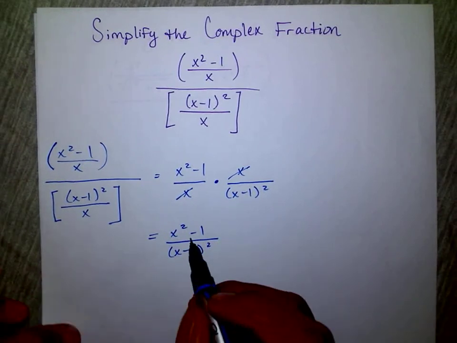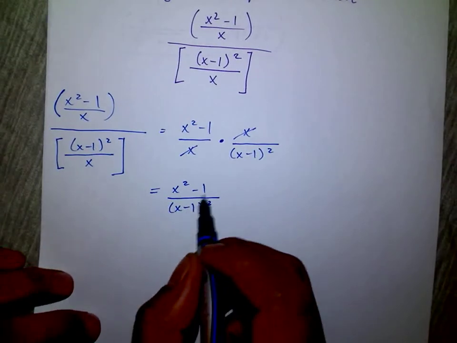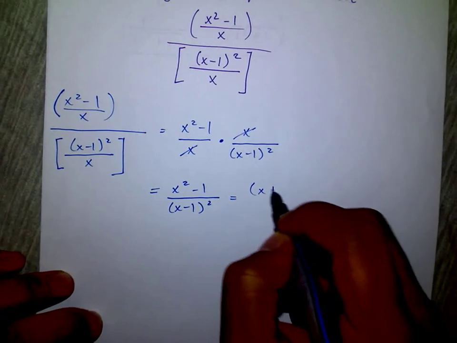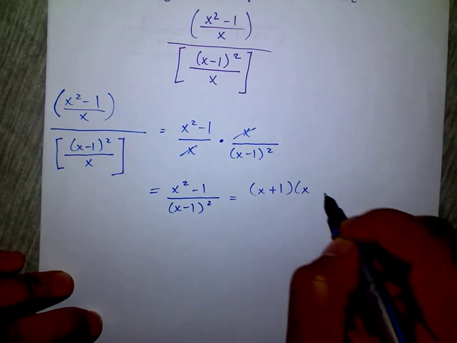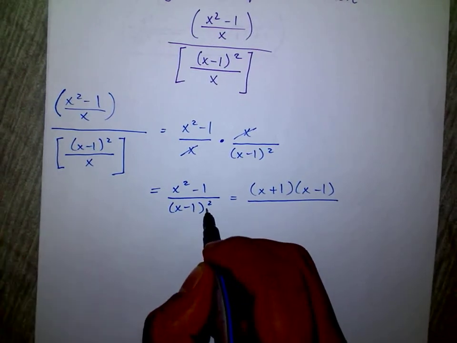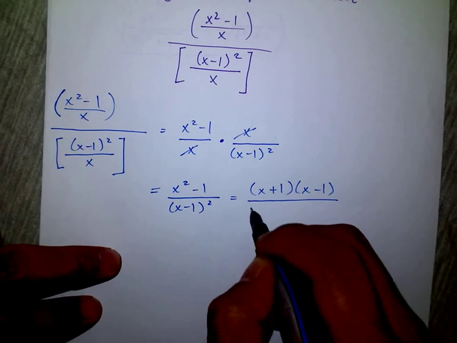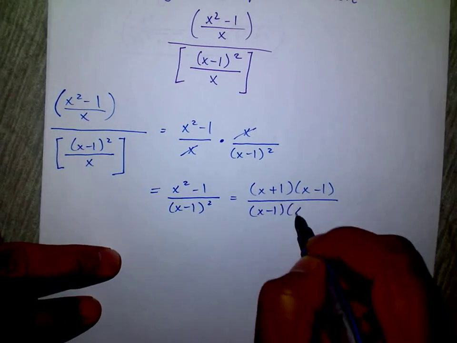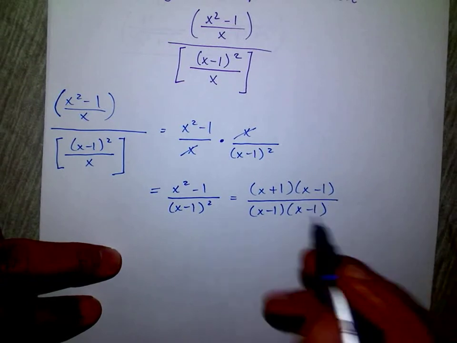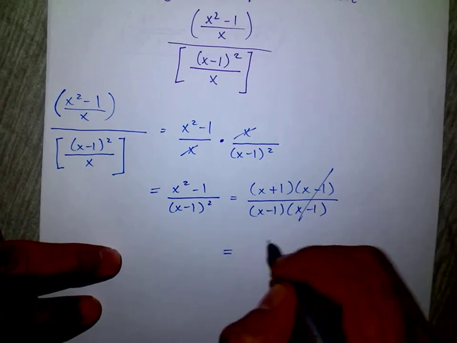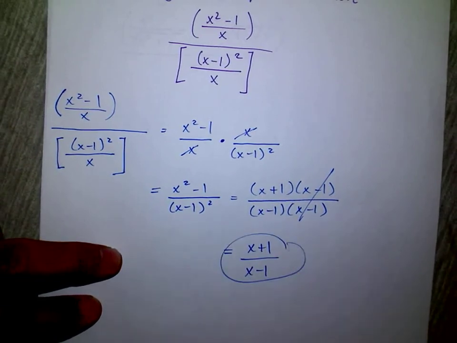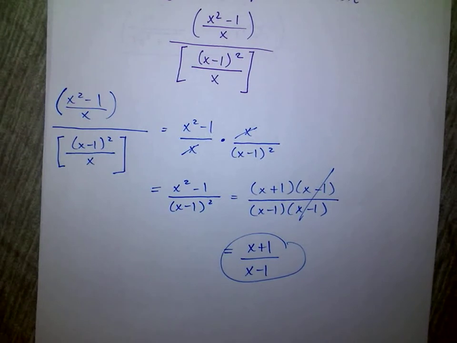Now, immediately, right away, I notice that I have a difference of squares here on the top. So that's going to lead me to have x plus 1 and x minus 1. And on the bottom, since this is squared, that means I can write it 2 times, so x minus 1 times x minus 1. And what do you see here? Common factor on the top and the bottom. Get rid of it. x plus 1 on the top, x minus 1 on the bottom. Final answer. And we're done.